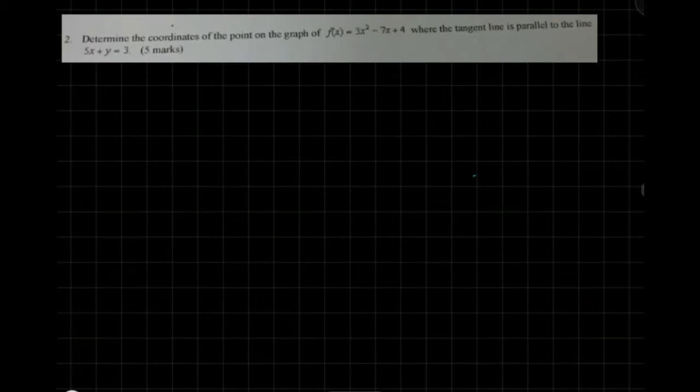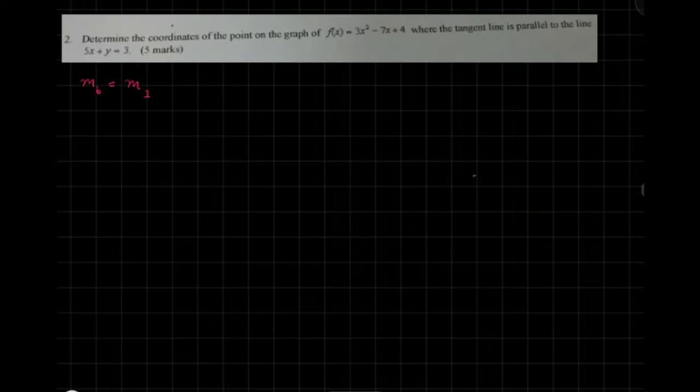Okay, determine the coordinates of the point on the graph f of x is equal to 3x squared minus 7x plus 4, where the tangent line is parallel to the line 5x plus y is equal to 3. Now, we know that when two lines are parallel, the slope of the two lines should be the same. So the slope of the tangent should be equal to the slope of this line. We'll call it m1, right?